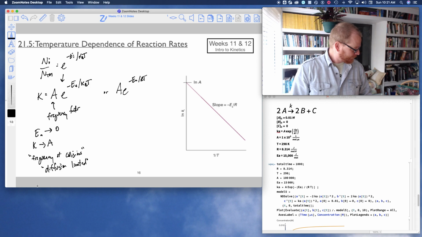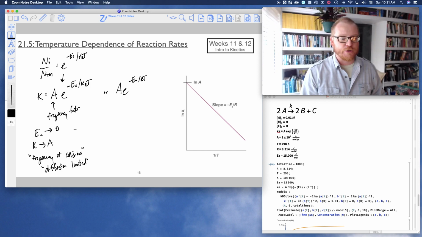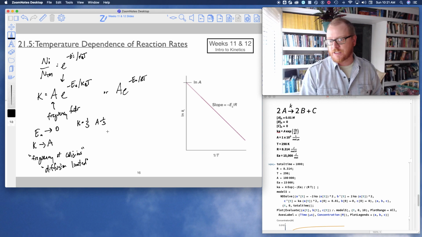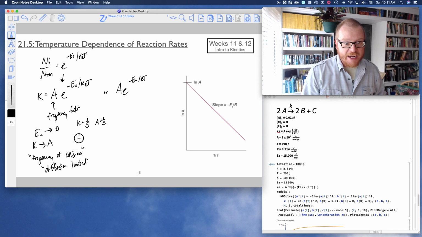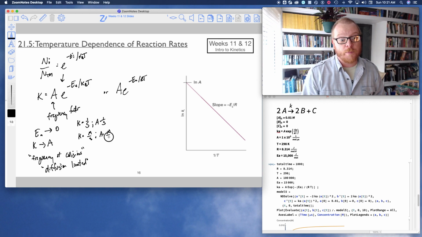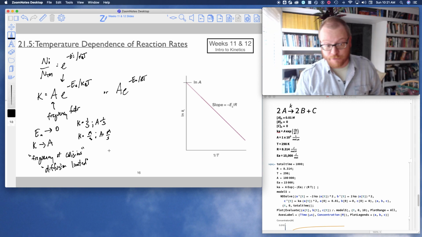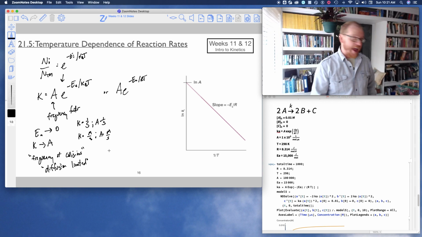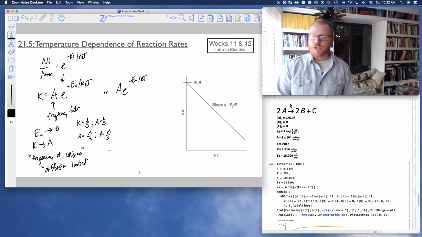Okay? And so A, for a first order reaction, we know that K is 1 over seconds, so A will be 1 over seconds for a first order. In a second order reaction, we know that K is molarity per second, so that means A will also be molarity per second for a second order reaction. So K and A will have the same units.